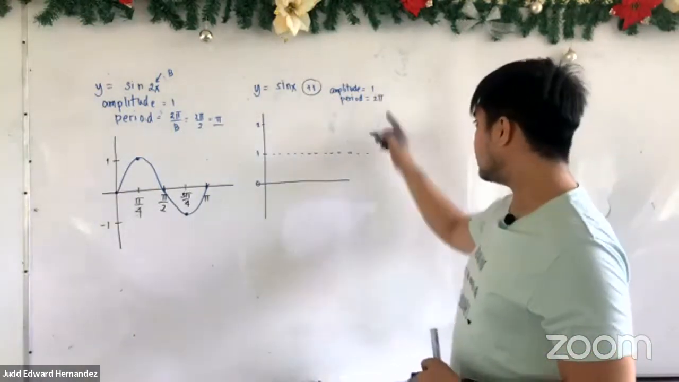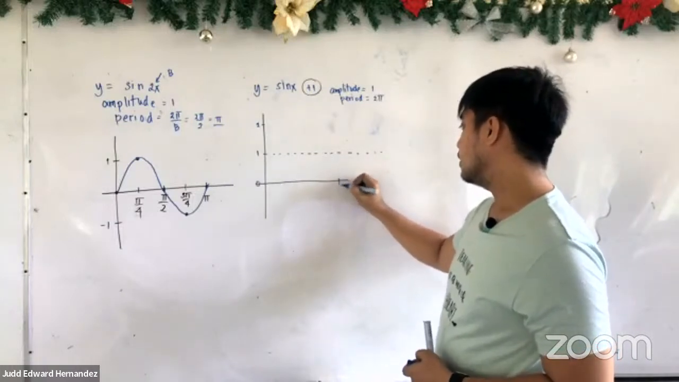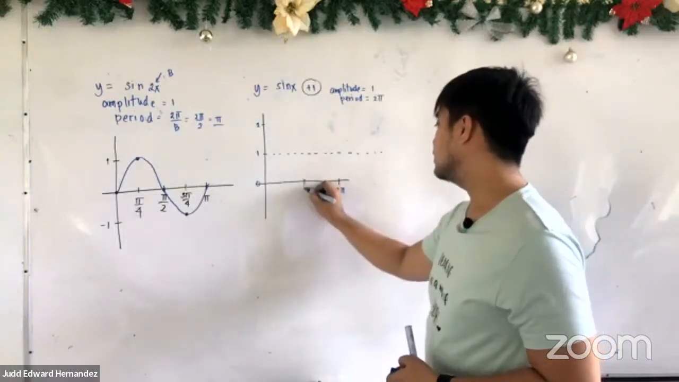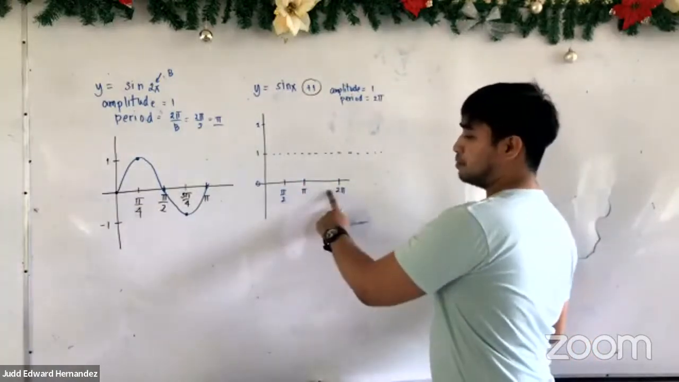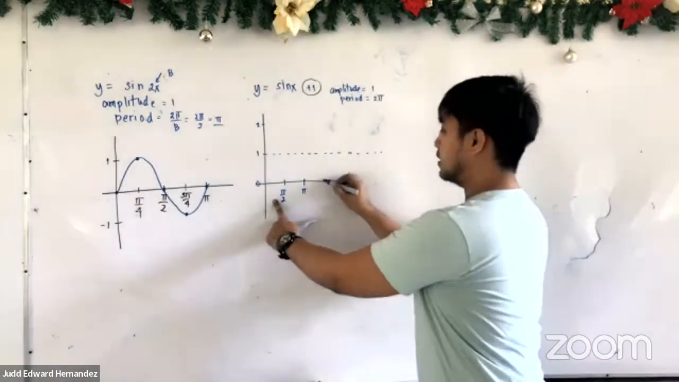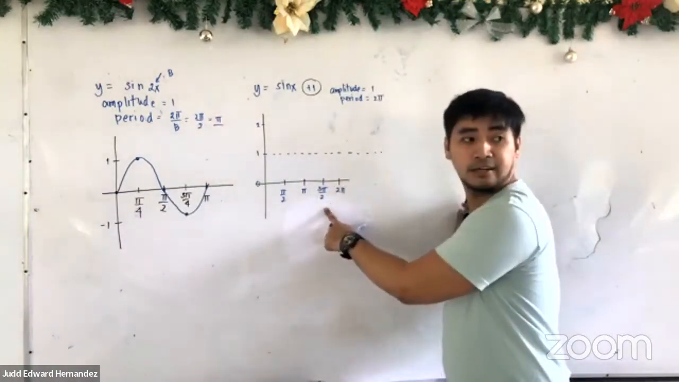Okay. So kung hindi magbabago yung period natin, naginatan natin agad. This is 2 pi. This is pi. This is pi over 2. Anong sabi natin para makuha yung pangatlo? I-multiply sa 3. Therefore, this becomes 3 pi over 2. Are we clear?